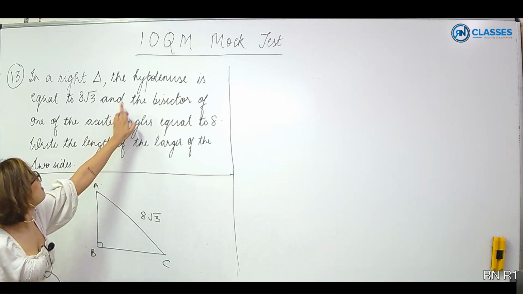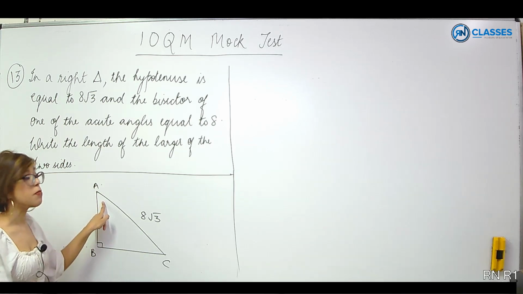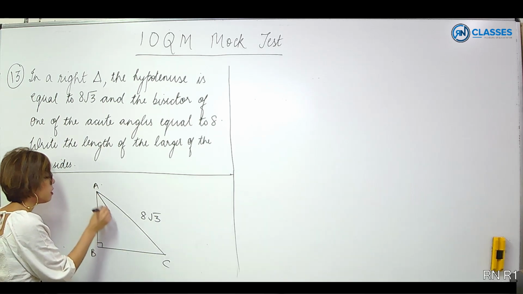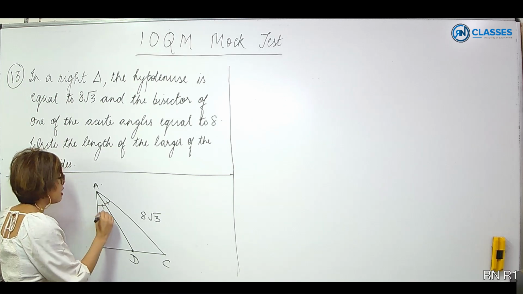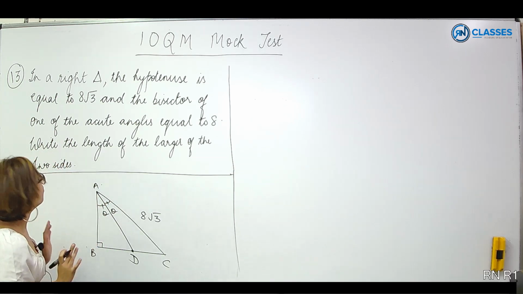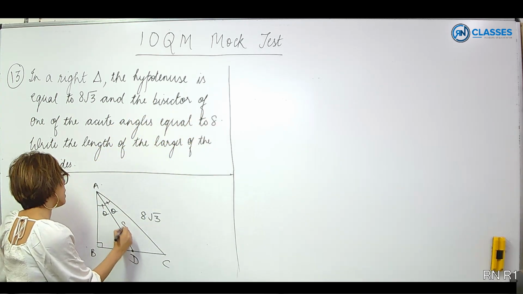Then he says, and the bisector of one of the acute angles. Obviously, one of these, right? So let me take this one. So I will make the angle bisector. So AD is the angle bisector. This is equal to this. If this is theta, this is theta. Now he says the bisector equals 8. That means this length is equal to 8.